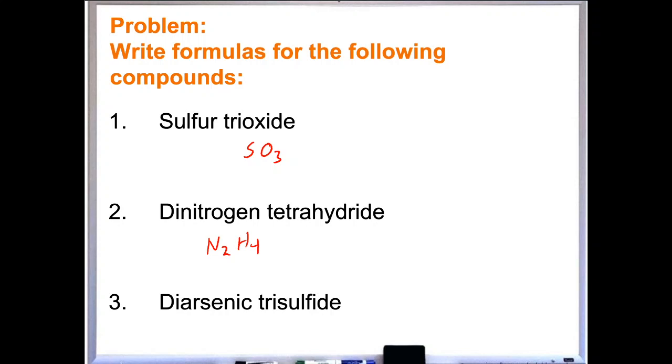Next one, diarsenic trisulfide. So how many do we have? We have 2. 2 what? Arsenic. Okay. And then trisulfide, so we have 3 sulfides. Okay, so that's it.